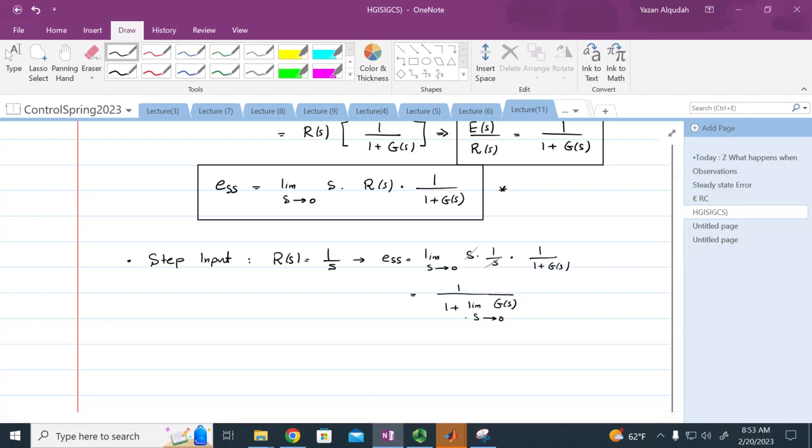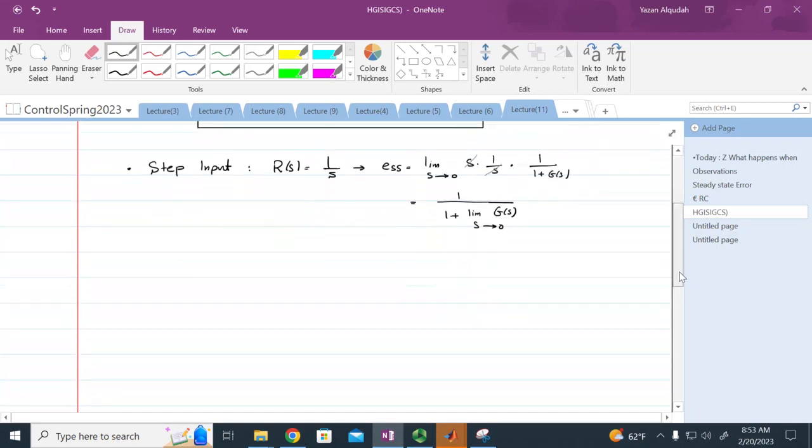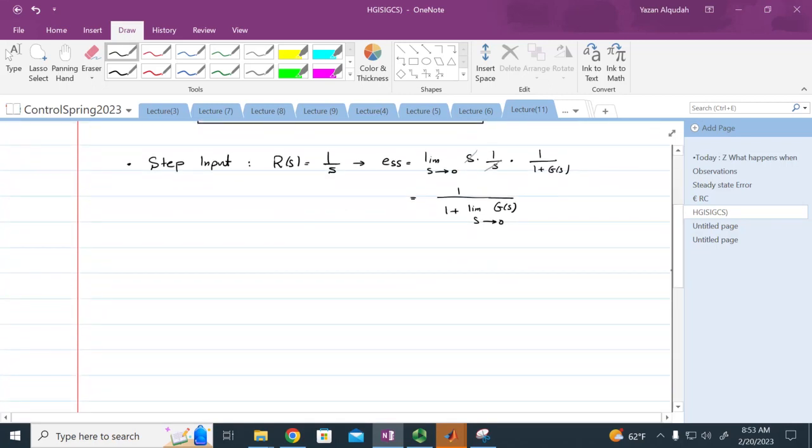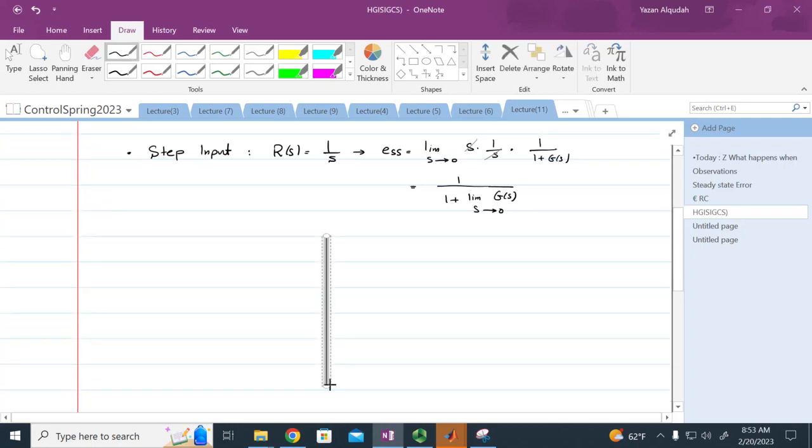So again, plug in here R of S, 1 over S, S cancels with 1 over S. We have 1 over 1 plus G of S, with the limit as S goes to 0. So this is the steady state error when we have a step input. Let's see what that will translate to based on the system type.